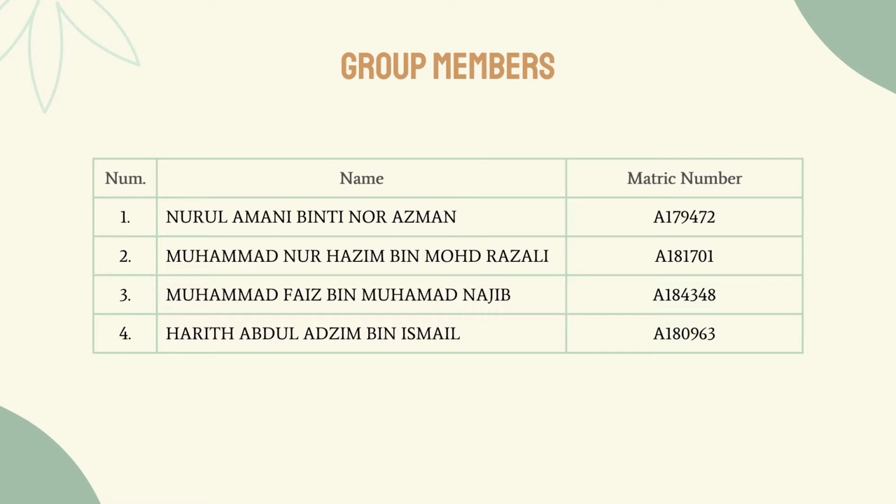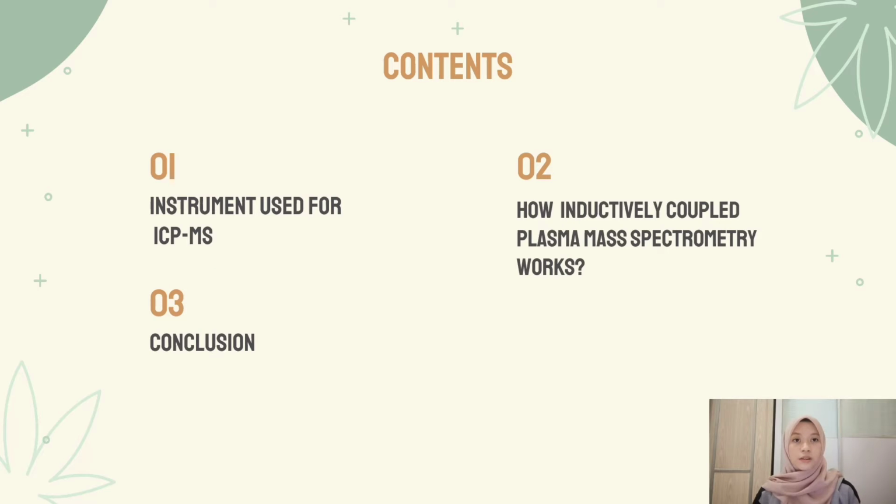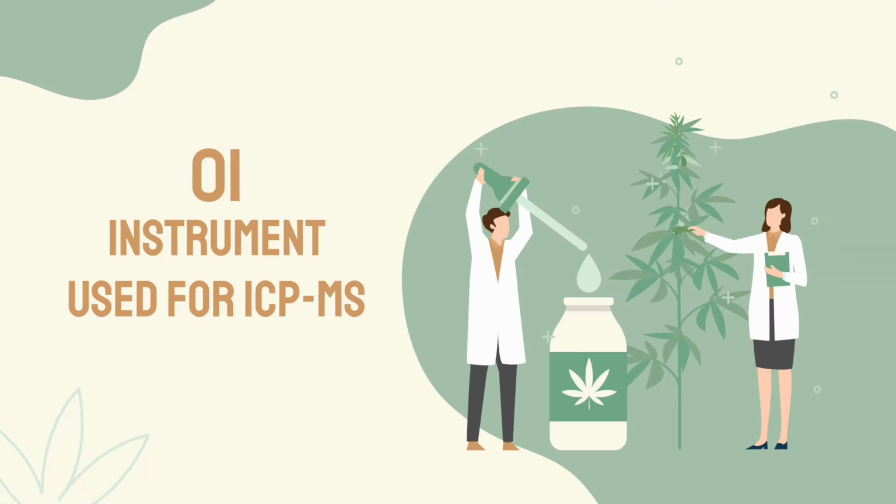Our group consists of 4 people: myself, Nurul Amani binti Nur Azman, Muhammad Nur Hazim bin Muhammad Razali, Muhammad Faiz bin Muhammad Najib, and Harith Abdul Azim bin Ismail. For the contents: first, the instrument used for ICP-MS; second, how ICP-MS works; and third, the conclusion. First, the instrument used for ICP-MS.